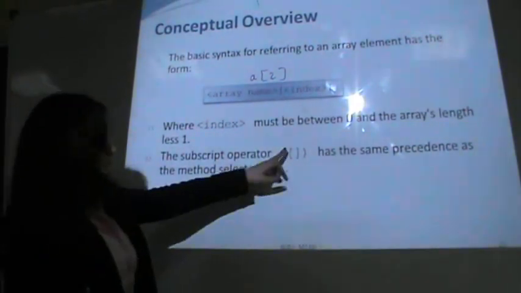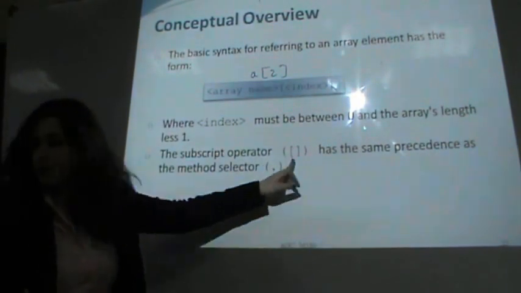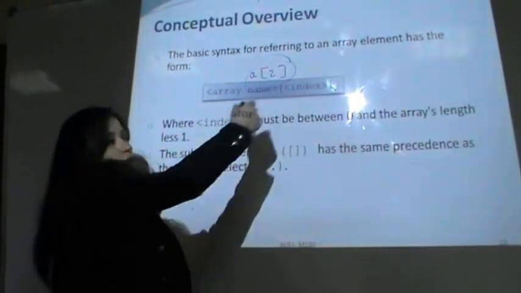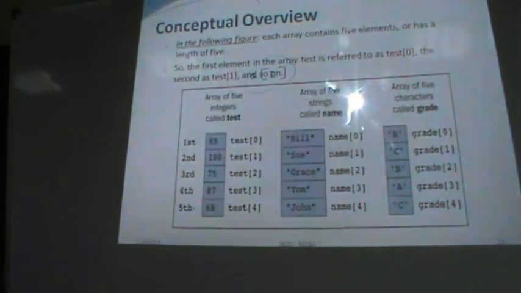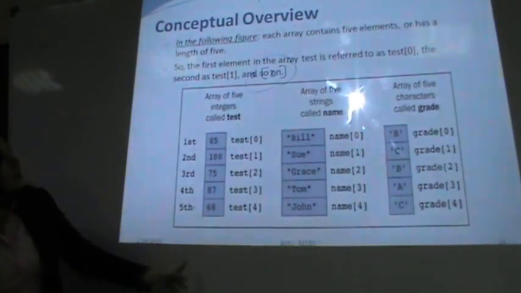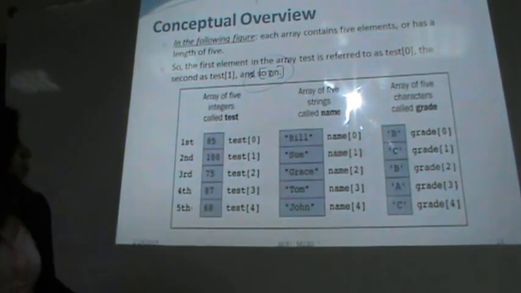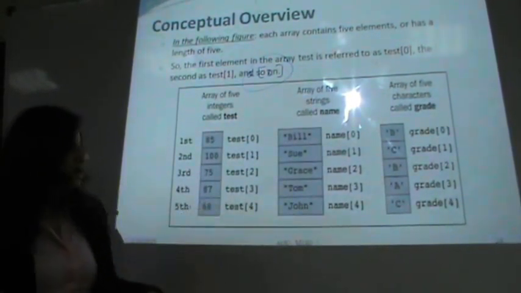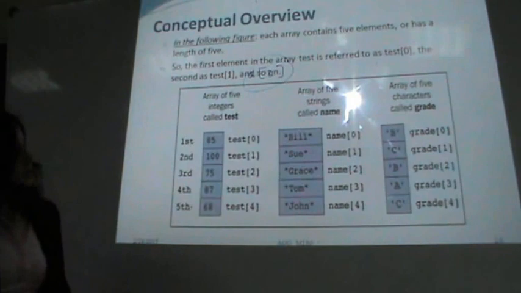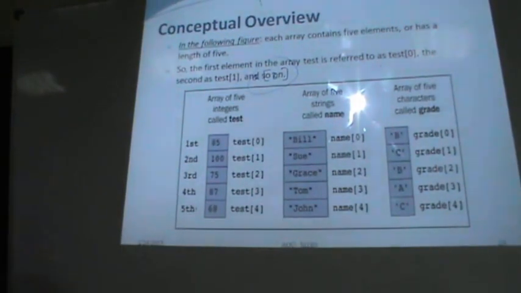The subscript operator, square brackets, has the same precedence as the method selector dot, which means we can select any index, for example, as I said before, of 2, of 3. Okay. Here we have 3 different arrays. The first one is called test, an array of integers, okay? Test of 0, test of 1, up to test of 4, 5 elements from 0 till 4. And here we have an array of strings, okay? String name of 0 till name of 5, and the third one is an array of characters.